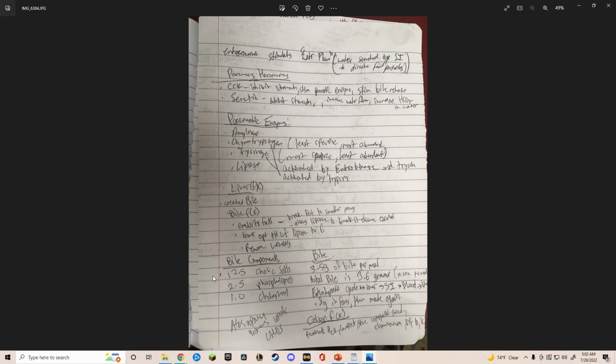Now the components: 12.5 parts cholic acids, 2.5 parts phospholipids, 1 part cholesterol. It's mostly water though, mostly water. Now it is 3 to 5 grams of bile used per meal, and in total we have 3.6.